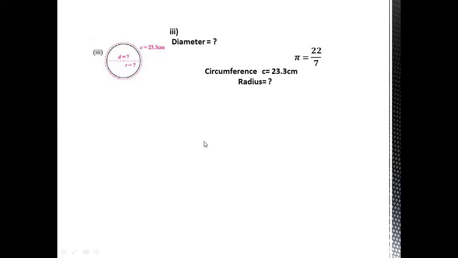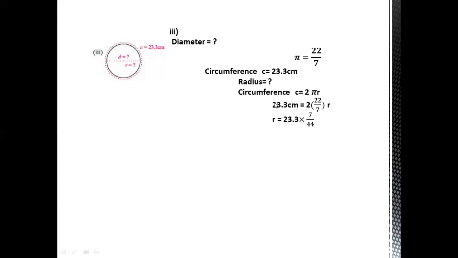Radius is missing. So circumference formula, you know that circumference is equal to 2 pi r. So you put the value of circumference here in this side 23.3. It's already given in the question. 2 and then pi value 22 by 7. R is missing, so you write R as it is. Okay, the missing value you write as it is. Now after that, you know that this 7 is divide here.